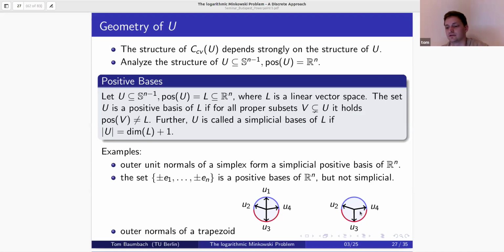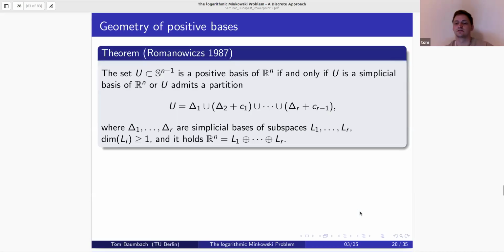Okay. We now want to focus on positive bases because they have a pretty nice structure, due to a result by Romanovsky. Sorry for pronouncing that name. That theorem is quite old, but it gives a really nice picture of positive bases. A set U is a positive basis of R^n if and only if U is a simplicial basis of R^n, so it's a simplex, or U admits a partition in the following way.